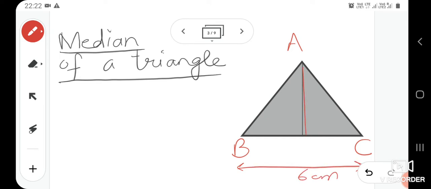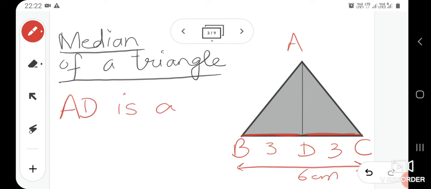This line, I give it the name AD. It has divided BC into two parts. Each part is 3 centimeter. So the line AD is known as the median of the triangle. So AD is a median because it is dividing line BC into two equal halves.